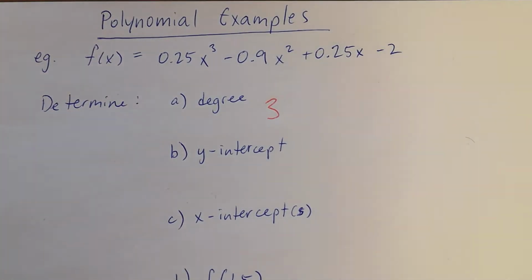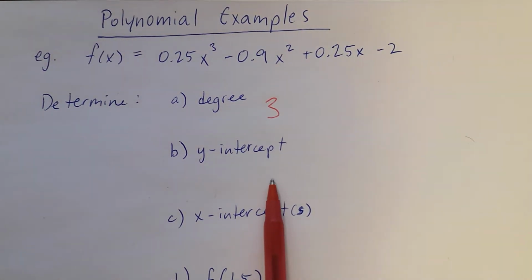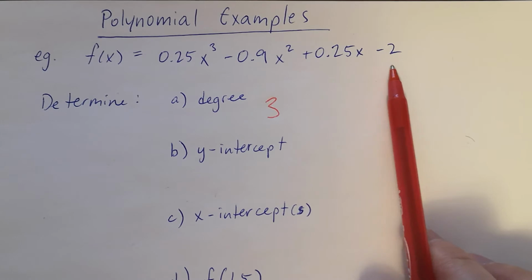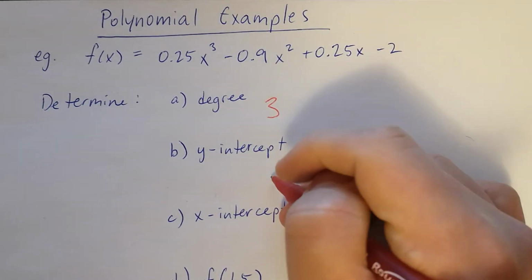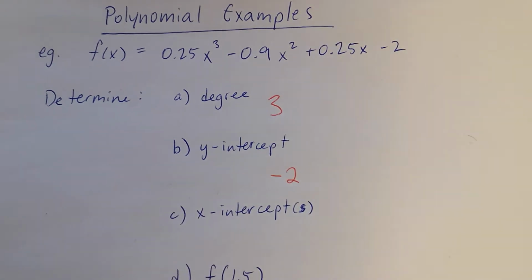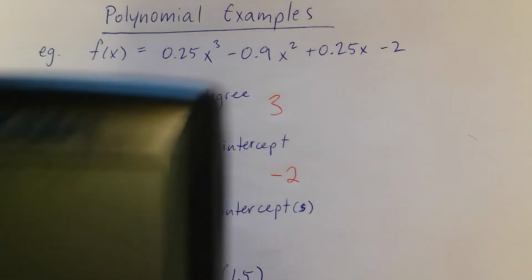Okay, the y-intercept is the value of the function when x equals 0. It's always just the last number here. Okay, it's actually going to be negative 2. And that's going to be true for every polynomial. Whatever the constant term is the y-intercept. To find the x-intercept, I don't think we can delay graphing this any longer. So we're going to have to put this into our calculator.